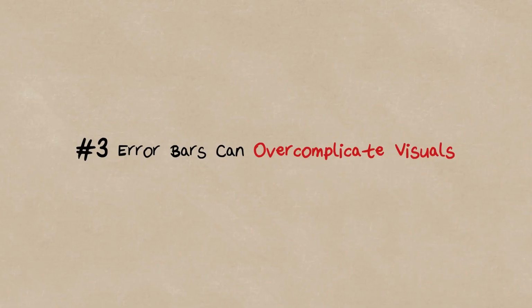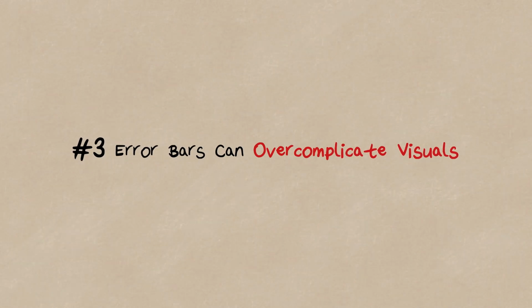Number 3, error bars can overcomplicate visuals. If you've watched my other videos, you know I'm a big fan of the Coco Chanel test. And adding error bars can make a graph look busy, particularly if there are multiple groups or overlapping intervals. This can reduce clarity and make it much harder for stakeholders to quickly grasp that main point. A simple bar graph with clear labels and annotations can often communicate your findings more effectively to a non-technical audience.